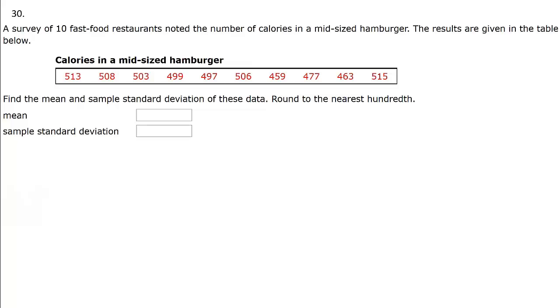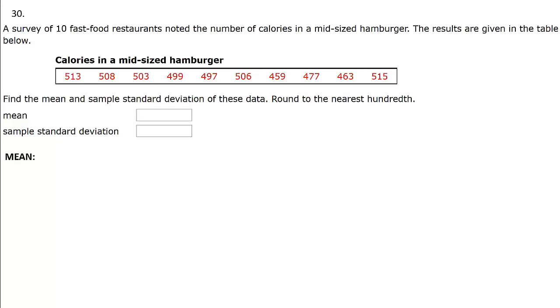Number 30. A survey of 10 fast food restaurants noted the number of calories in a mid-sized hamburger. The results are given in the table below. Again, your data consists of calories: 513, 508, 503, 499, 497, 506, 459, 477, 463, and 515. The instructions are to find the mean and sample standard deviation of these data. Round to the nearest hundredth.